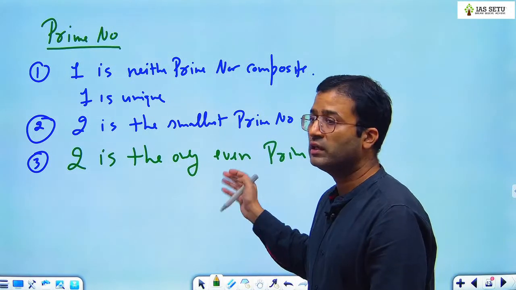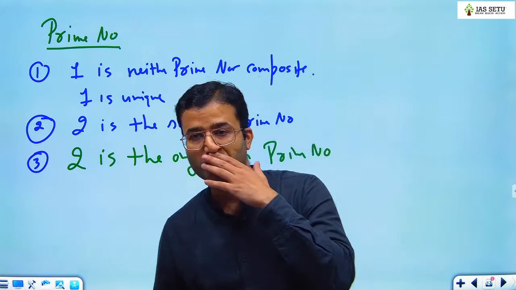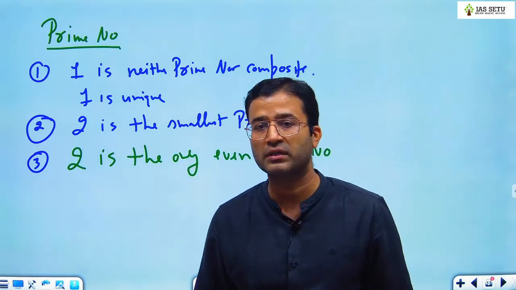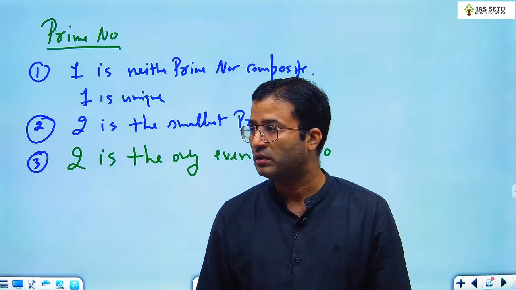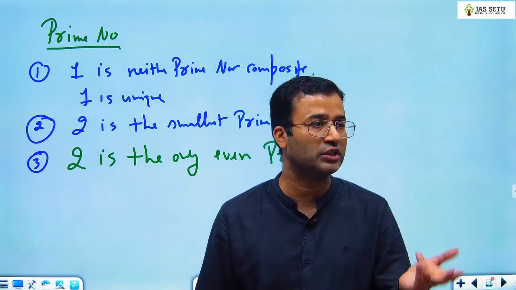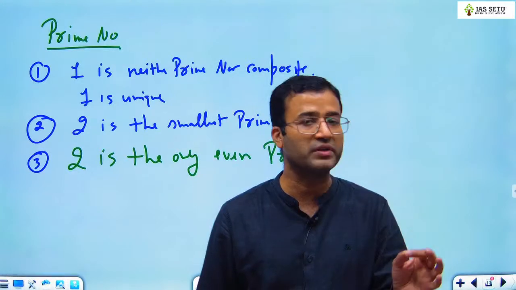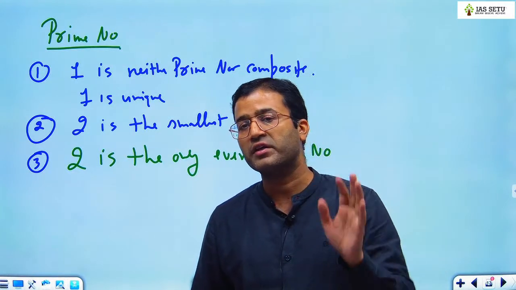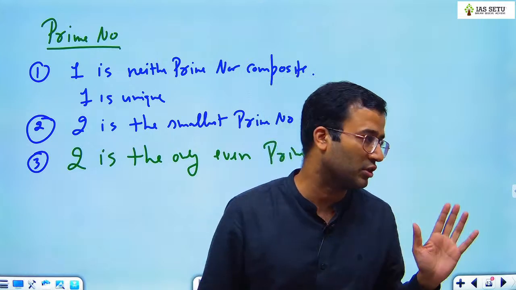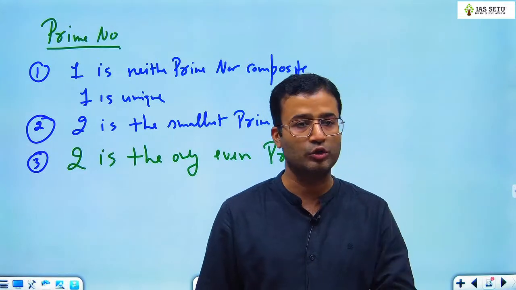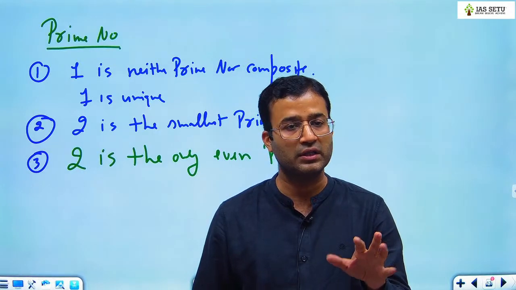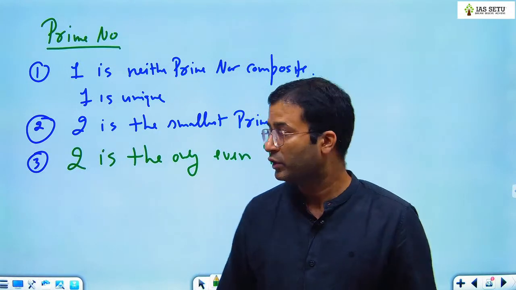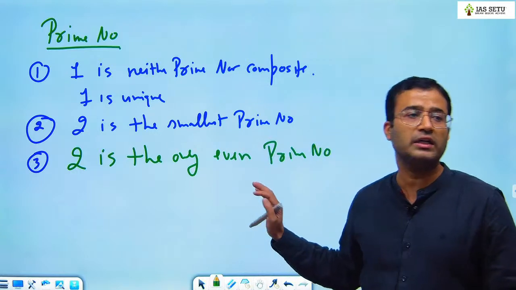2 is the only even prime number. Why? Because after 2 every even number is divisible by 2 as well. 2 के बाद सारे even number 2 से तो divide होंगे ही होंगे. So it means other than 2 every even number will have 3 or more than 3 factors. 1 तो होगा, खुद भी होगा, 2 भी होगा. Every even number is divisible by 2. So that's why 2 is the only even prime number.